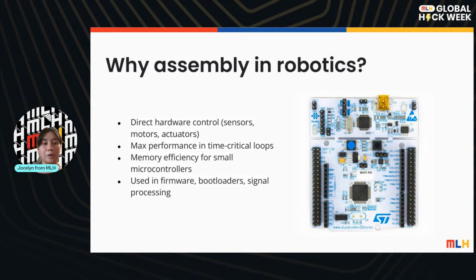So the first important point that I placed in here is that assembly in robotics is used for direct hardware control. If you want to be in direct communication with your hardware, either sensors, motors, LED lights, actuators, whatever components you have in your microcontroller, you will be able to control them directly using assembly language. You also want to use it if you want max performance in time critical loops. If you want to be super exact on timing, you want to use assembly, because that's the only way that you will be able to make your whole calendarization structure into your microcontroller.